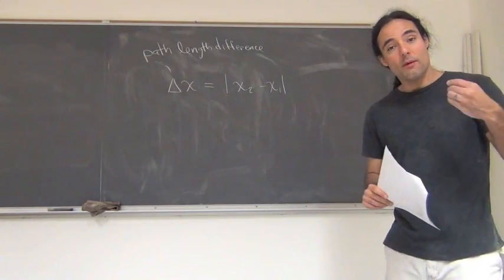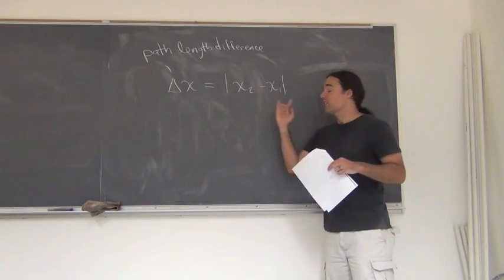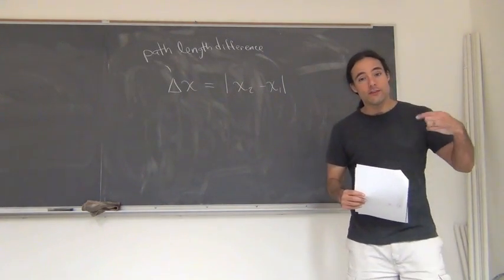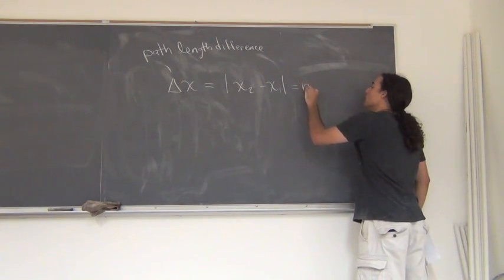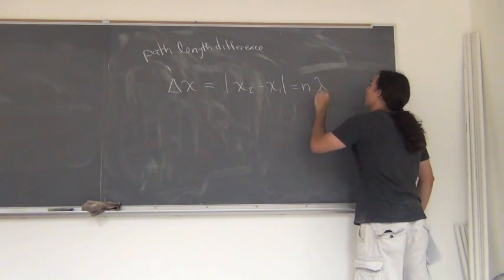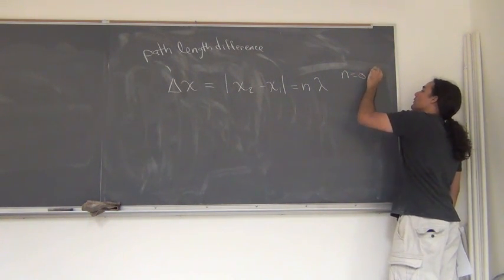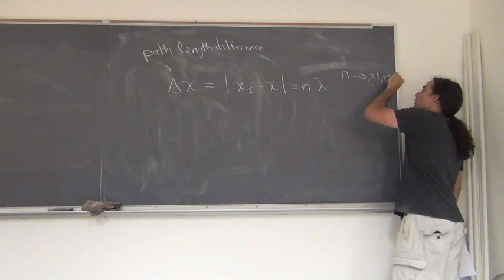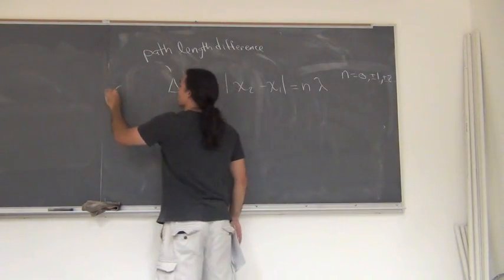In summary, when the path length difference, that's the distance that the wave travels, or in this case, the distance between the two speakers, is equal to some integer times wavelength, so again, n is any integer, 0, plus or minus 1, plus or minus 2, dot, dot, dot, then you get constructive interference.